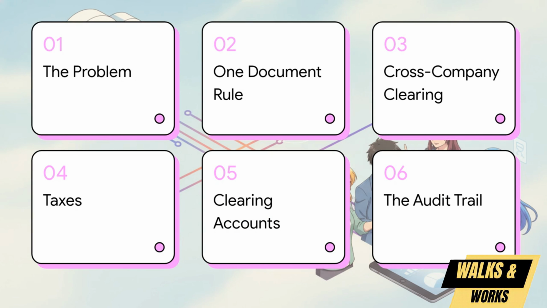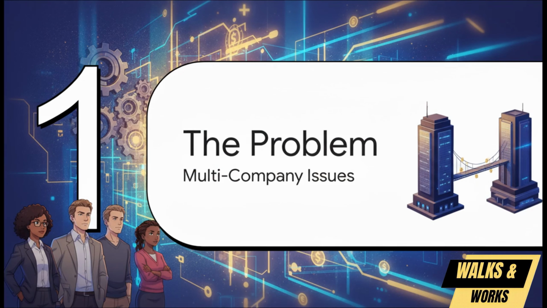Here's our roadmap for today. We'll quickly hit the multi-company transaction problem, the one document rule, how cross-company clearing actually works, that tricky catch with taxes, setting up clearing accounts, and finally, the ultimate audit trail. Let's get right to it. Starting off with Section 1, the multi-company transaction problem.